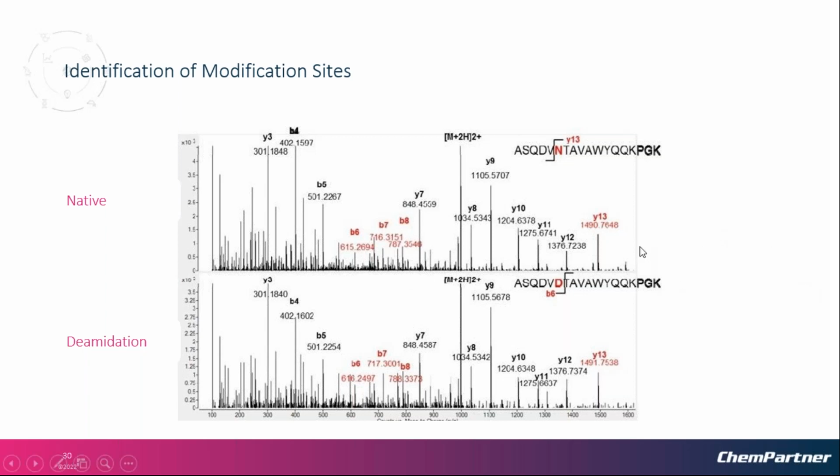So in this panel, we can see the differences. The deamidation of asparagine into aspartic acid results in an increase in mass of a single dalton.